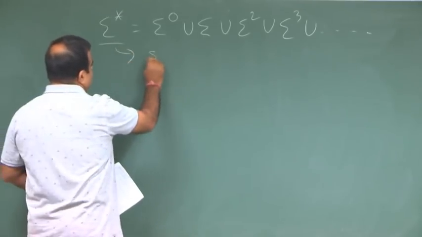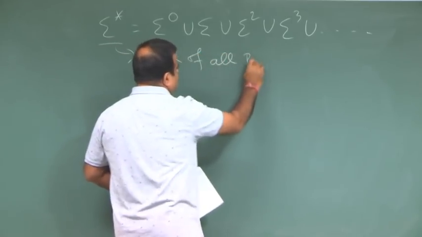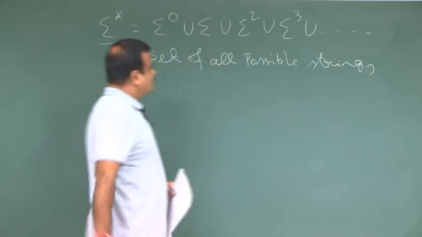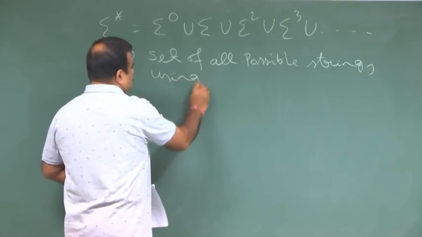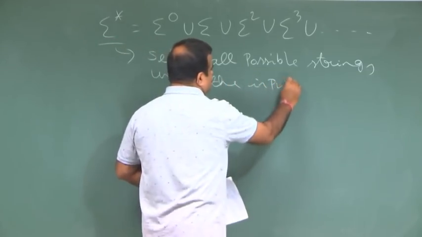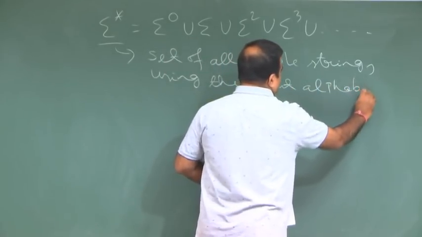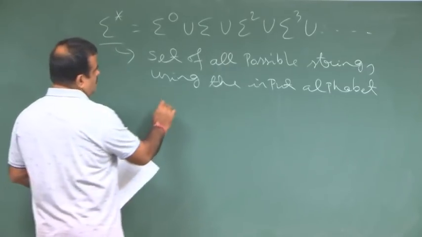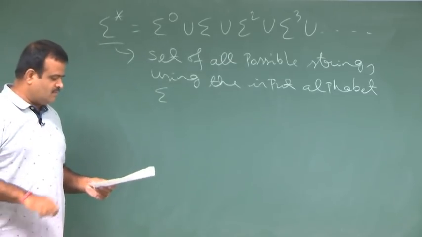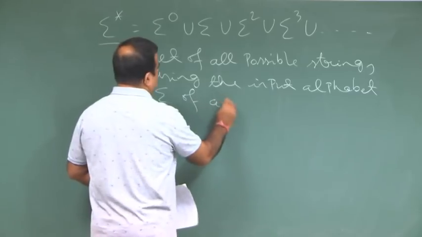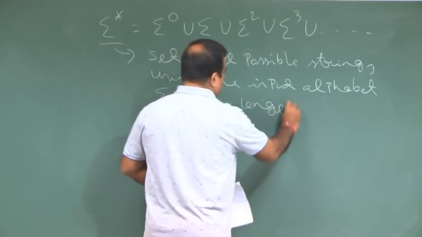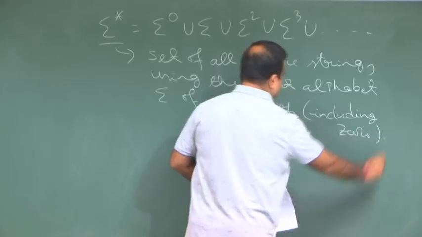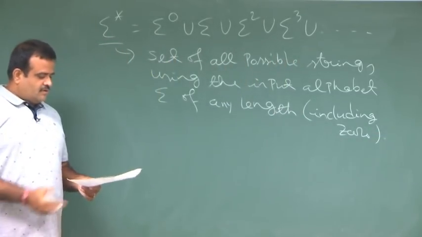This is the set of all possible strings using the input alphabet sigma, I mean the alphabets are coming from sigma, of any length, including 0, that means the null string is also part of it, including the zero length, that means the empty string is also part of it.